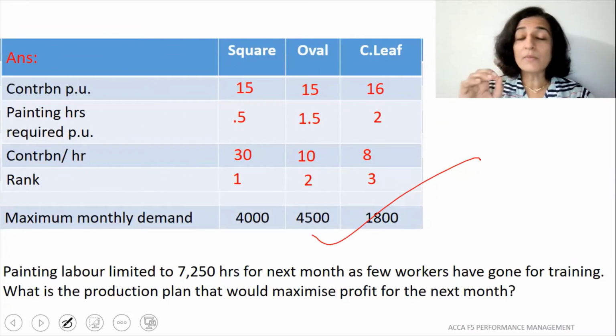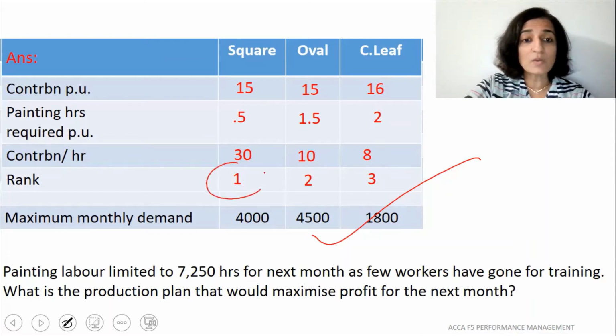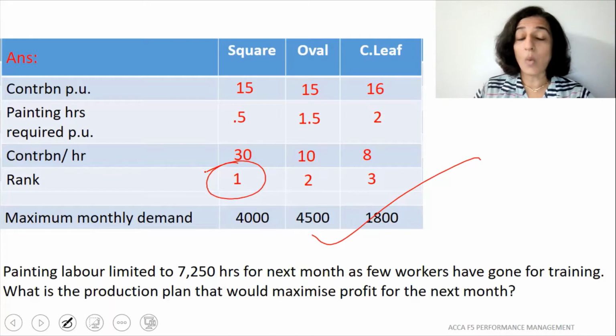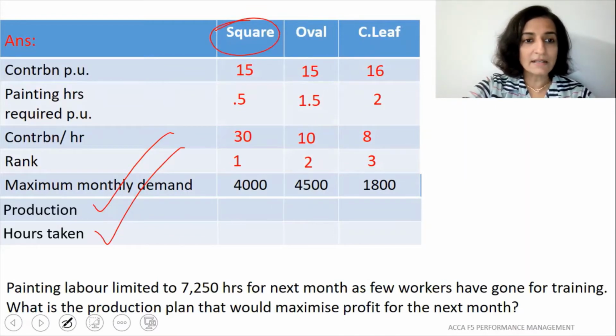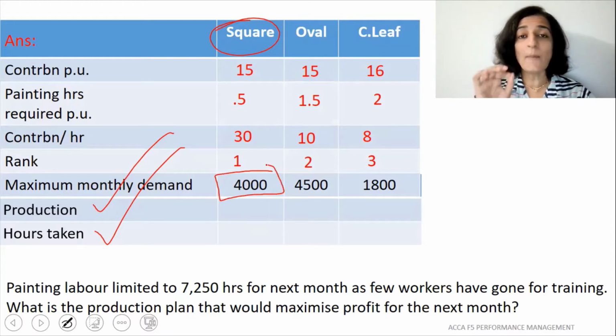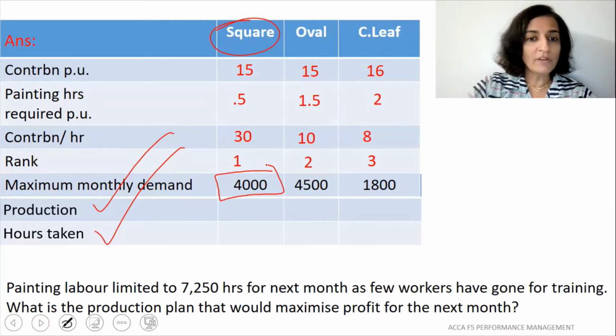Now we will start producing the products. So which is the product that we have to produce first? It is square because it is rank 1. So we will add 2 lines. One is the production and the other one is the hours taken. So as far as square is concerned, the monthly demand is 4,000 units, which means that the maximum units that we need to produce is only 4,000. We needn't produce beyond 4,000. So we will produce 4,000 units. So I have just written it against the production.